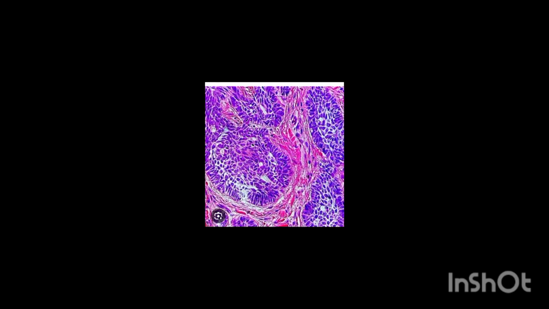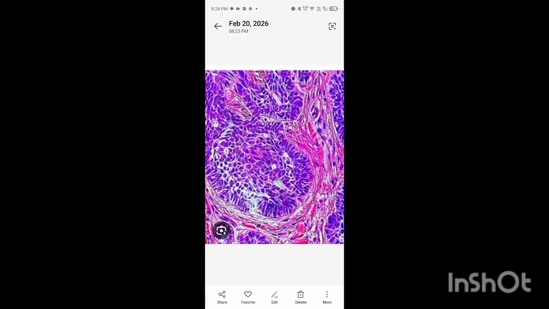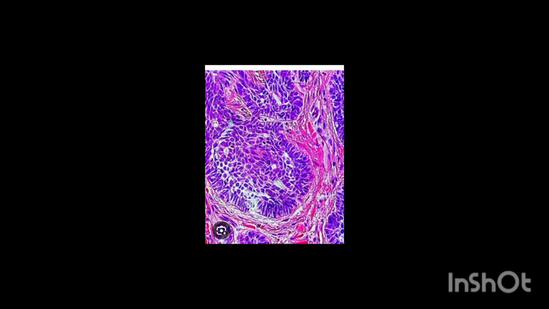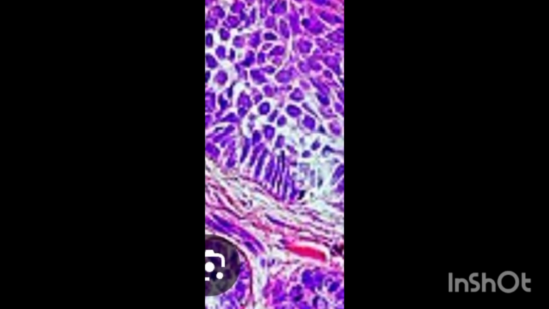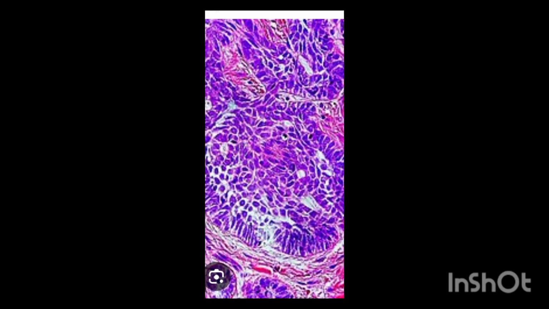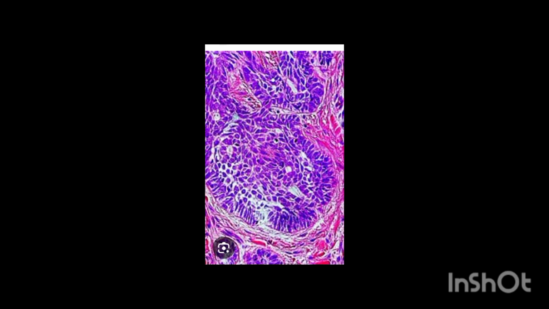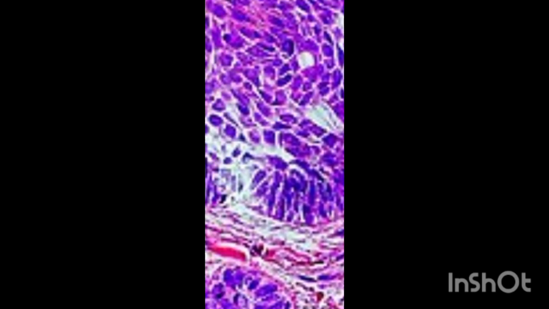Let me show you its microscopy. You can see the many cells in purple. They are hyperchromatic cells, and I will show you the palisading. This is what we call palisading. The tumor is lined by palisades. It shows the palisading pattern, and we see many hyperchromatic nuclei.